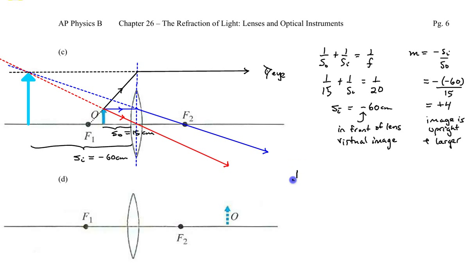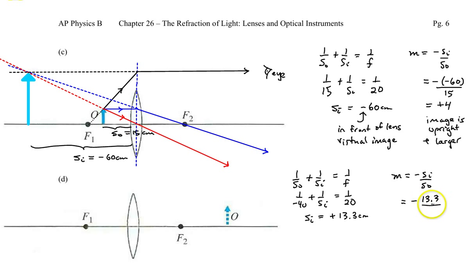So using our equations that we had before, we're going to find the image distance. So we have 1 over negative 40 plus 1 over SI equals 1 over 20. This gives you an image distance that is positive 13.3 centimeters. That means it's going to be on the same side as the object. And then our magnification is negative 13.3 divided by negative 40. That gives you positive 0.33, or about a third.